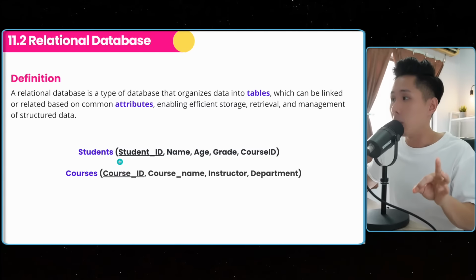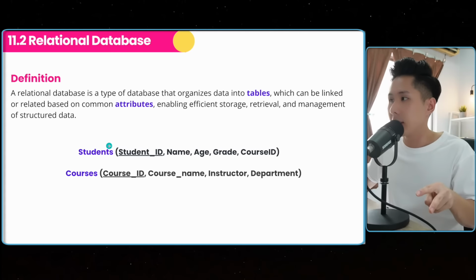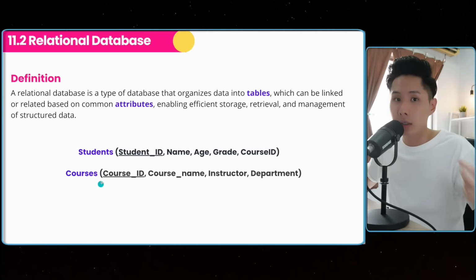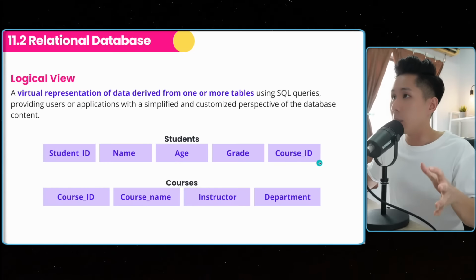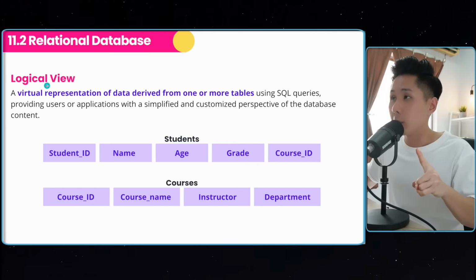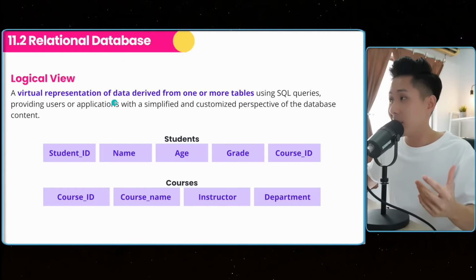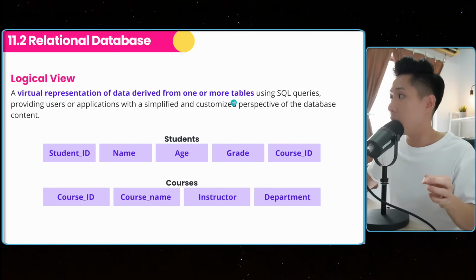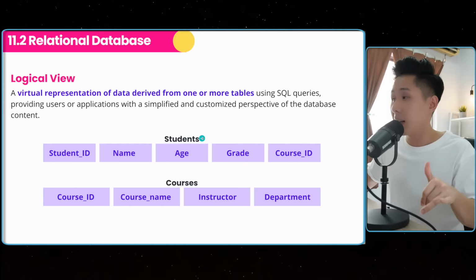So in this example, I'm creating two different data sets, one containing the data of students, the other containing the data about a course. So let's go through the example one by one. And some of the terminologies I want to go through. The first one, logical view: a virtual representation of data derived from one or more tables using SQL queries, providing user or application with a simplified and customized perspective of the database content.